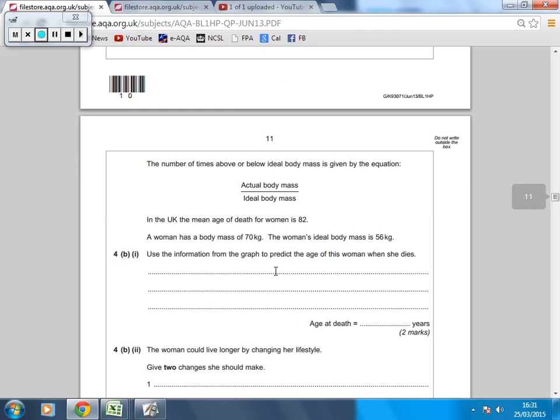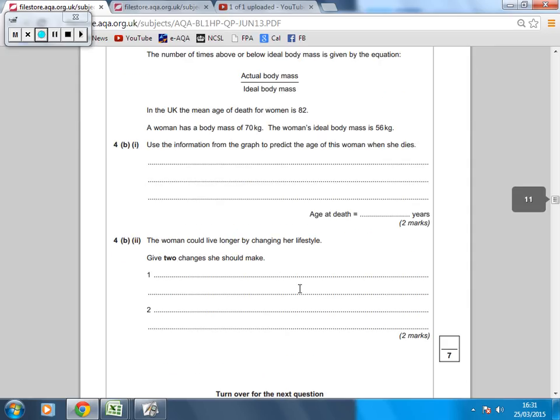It says here, the number of times above or below ideal body mass is given by the equation actual body mass divided by ideal body mass. In the UK, the mean age of death for women is 82. A woman has a body mass of 70 kilograms, ideal mass is 56. Use the information from the graph to predict the age of this woman when she dies.